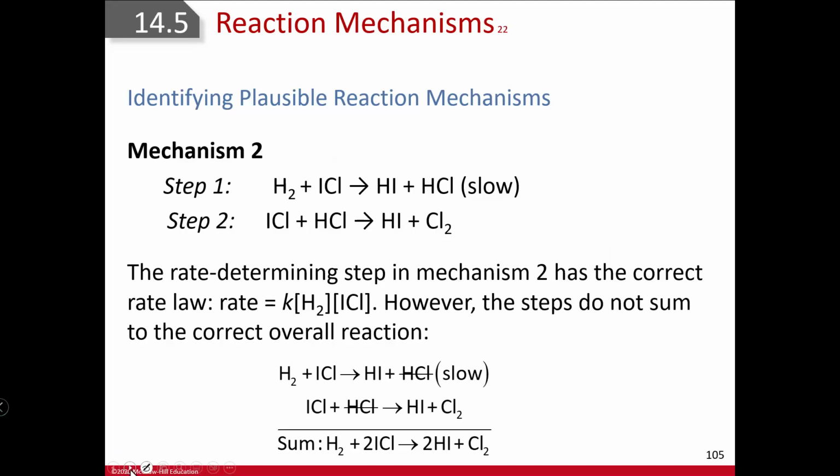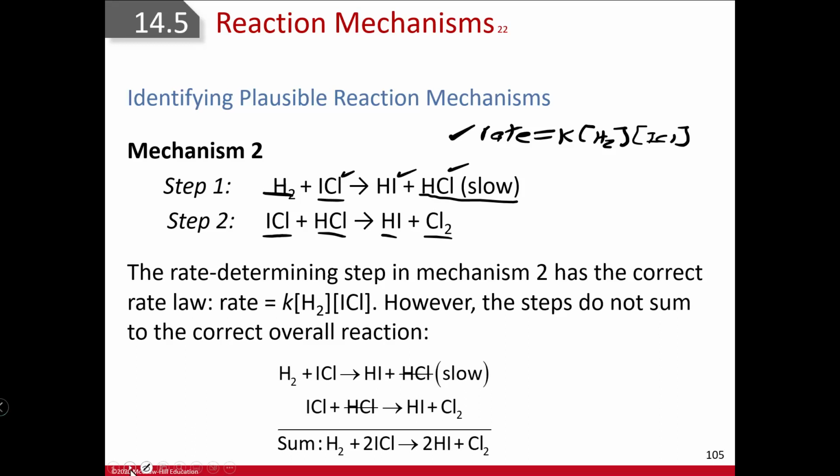we say the hydrogen slams into the iodine chloride. We form hydrogen iodide and hydrogen chloride. The hydrogen chloride slams into the other iodine chloride, and we form hydrogen iodide and chlorine. And if we look at the rate law, this is the slow determining step, we would get rate equals K times the concentration of the hydrogen times the concentration of the iodine chloride. And it is first order. It's first here, in the elementary step. Looks good. So the rate law checks off.